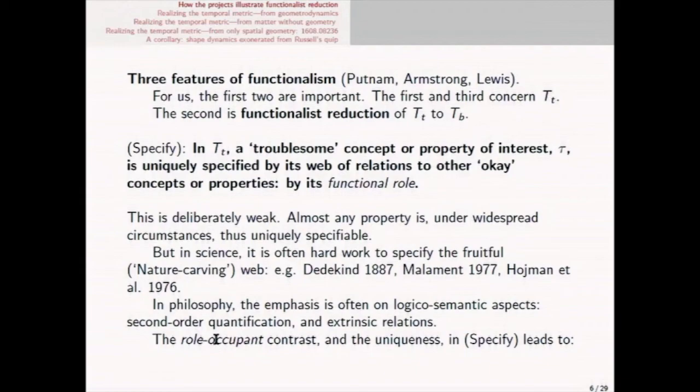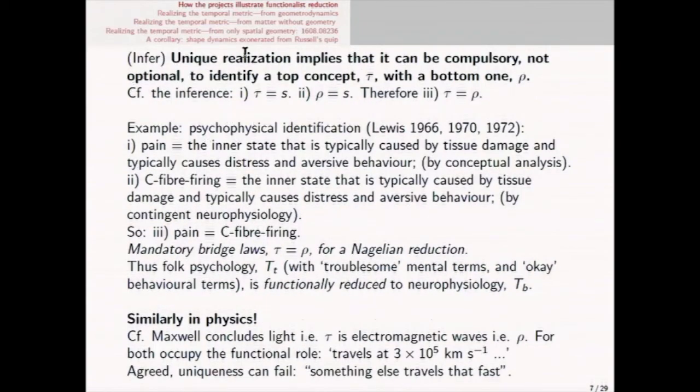The role-occupant contrast and the uniqueness in this specification lead to this property: a unique realization implies that it can be compulsory, so not optional, to identify a concept in the top theory, the tainted theory, with a concept in the bottom theory that we will call rho here, for reduced. So if you have some inference that says that tau, that concept in the top theory, is equal to a right-hand side that specifies that term by its web of relations, and then in a different theory or a different vocabulary you have the same right-hand side of that equation, the same specification of the term, but now identifying a concept in the bottom theory, you can therefore infer that the two concepts are identical.